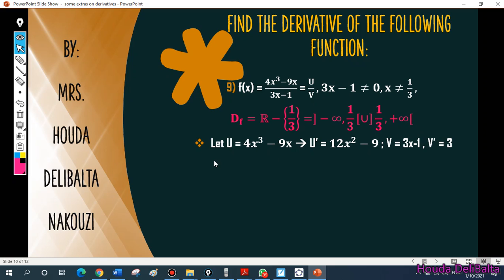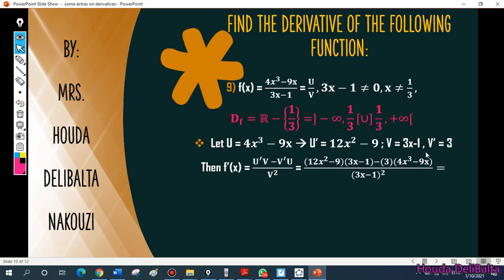And here we start finding the derivative of f of x using the property of u prime v minus v prime u over v squared. Now let u be the numerator, which is 4x cubed minus 9x. Then definitely u prime is 12x squared minus 9, because we decrease the power 3 by 1. And v is the denominator, which is 3x minus 1. Then v prime is 3.